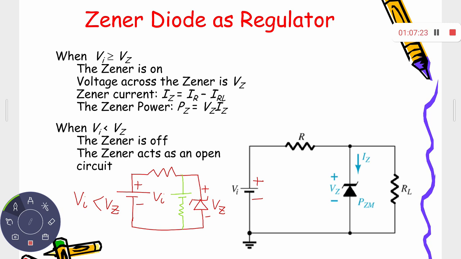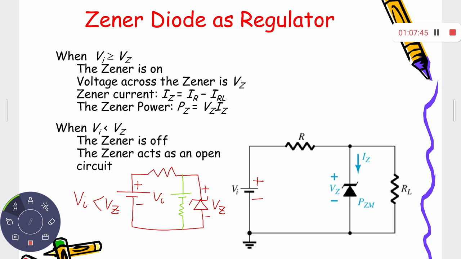No, just consider the extreme case. Just VI is equal to VZ, then what happens? Then there is a drop across the R resistor. And then the potential across the diode will be less than VZ. So it should be open. Slightly greater than that, yeah, slightly greater than that. I am coming to the numerical example. And you understand that what is the zener current?